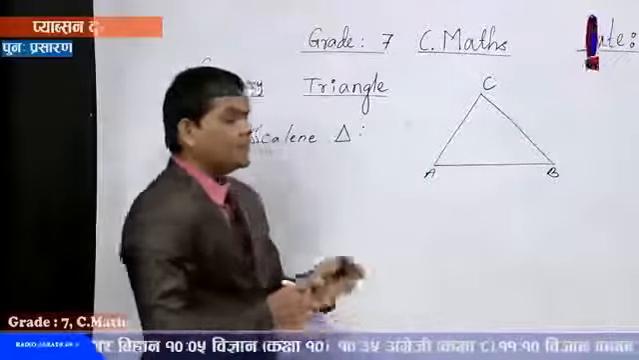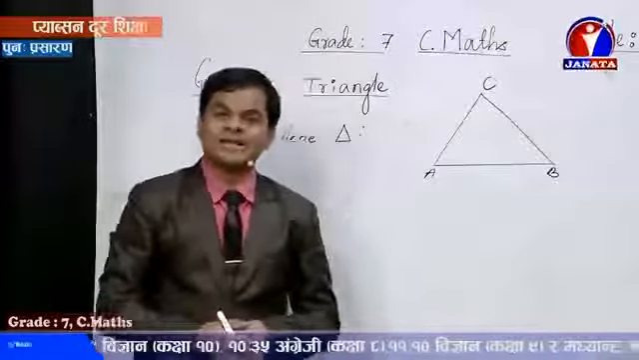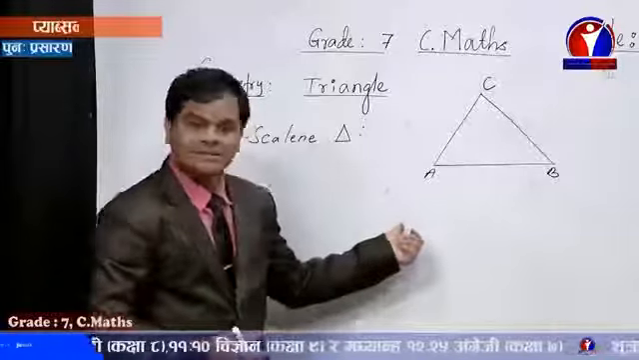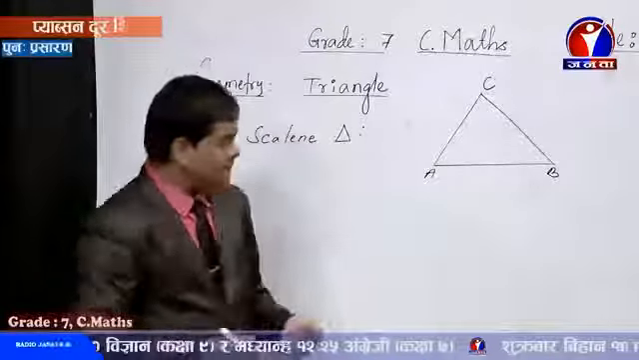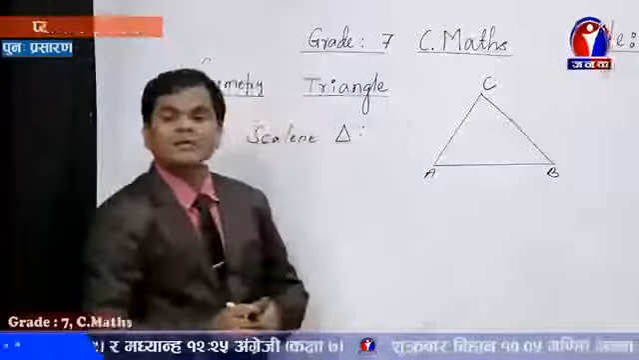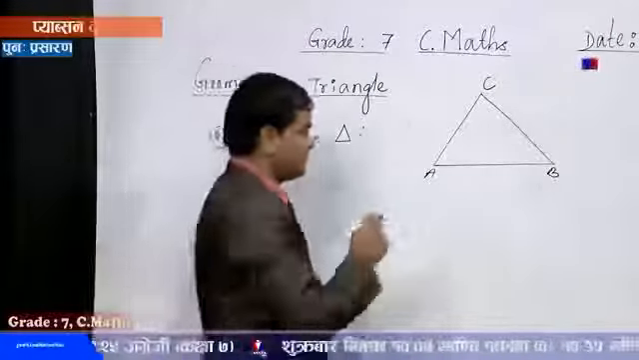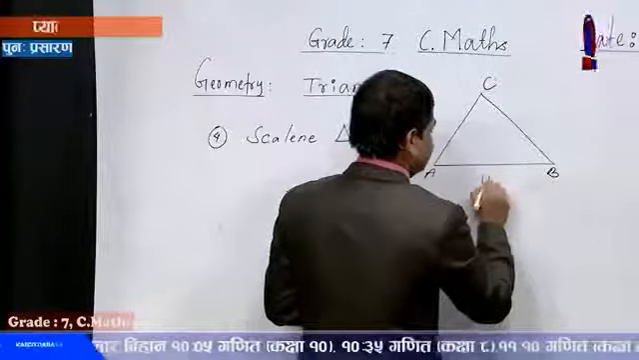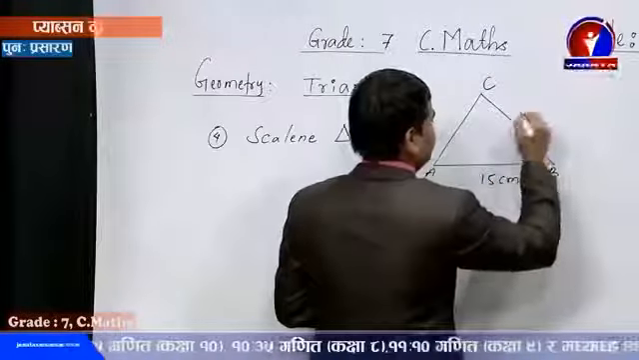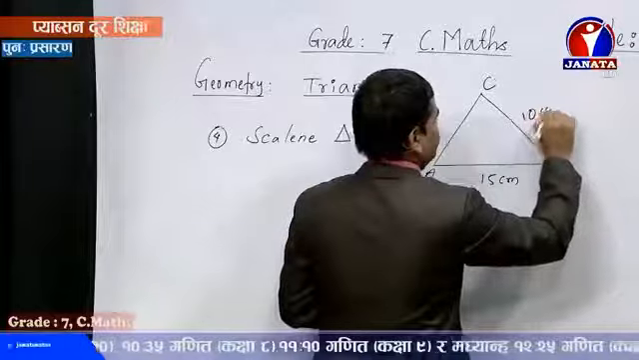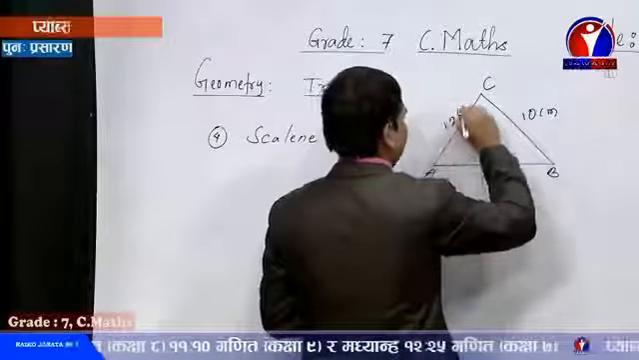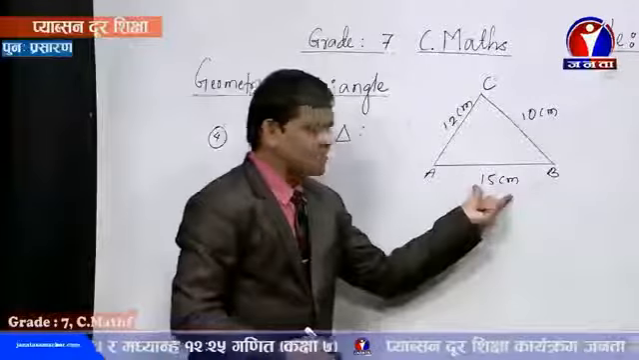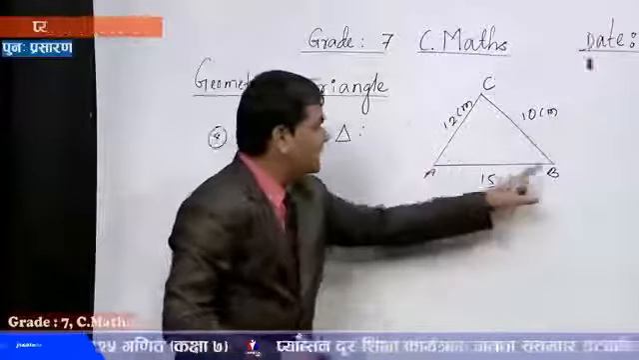Now you will not get any properties which you found in case of the previous three figures. That means no one side will be equal to another one. For example, if it is 15 centimeter, 10 centimeter, 12 centimeter, look here, all the sides have different measurements. And what do you mean by this 15? The length in between A to B.